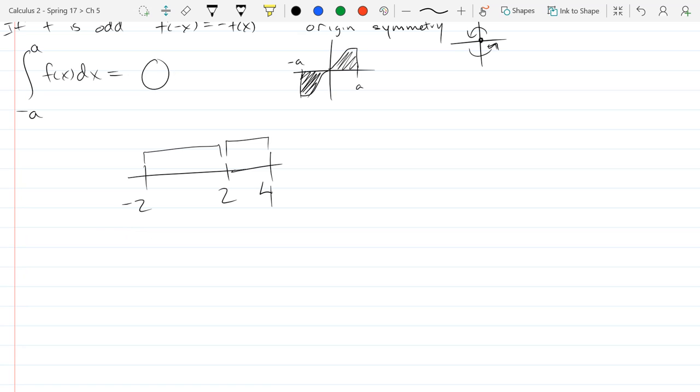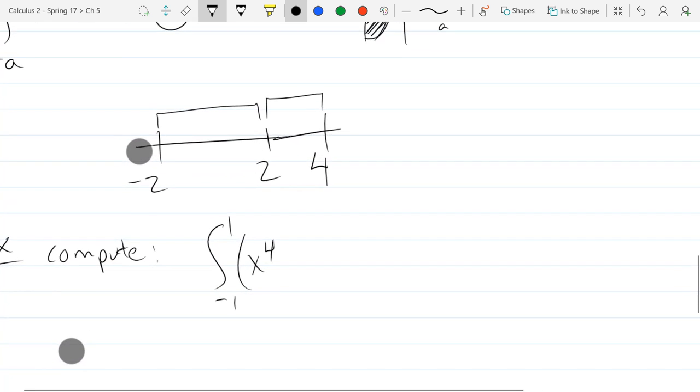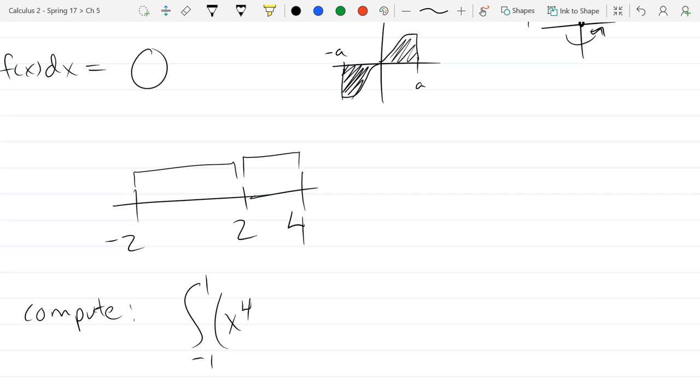And do one more. We'll do one more example before we do area between two functions. So we're going to do integral x to the fourth minus 4x squared plus 6x dx.